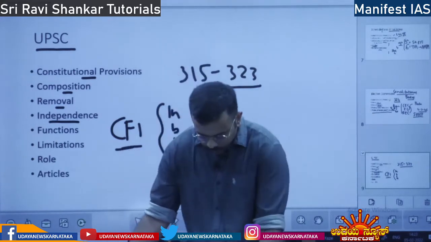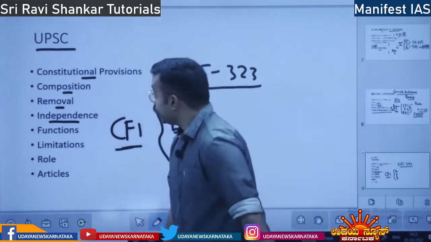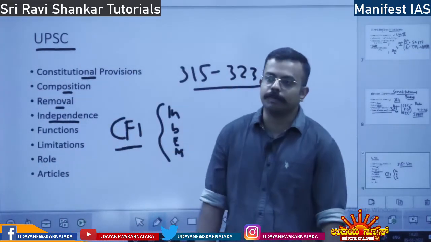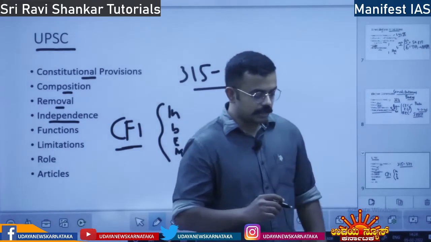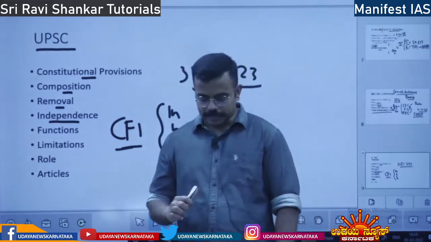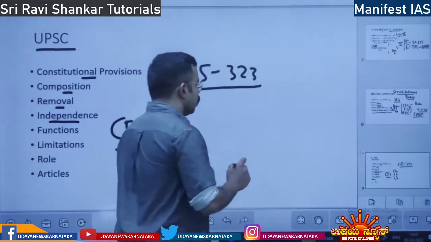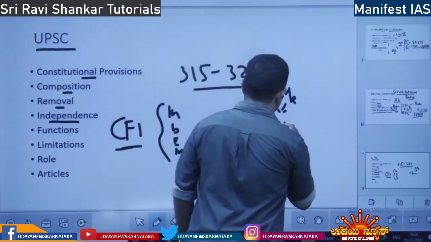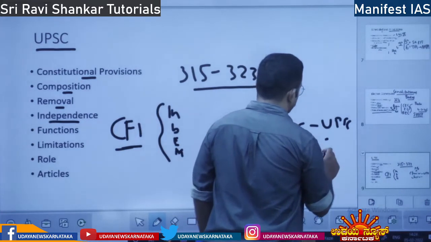Okay, next is the chairman. There are other conditions which ensure the independence of UPSC. What are the other conditions? The chairman, after retiring, is not eligible for public office. Once he retires as chairman of UPSC, he cannot take up any other employment. Even a member after retiring cannot take up any other employment, except becoming chairman of UPSC or chairman of SPSC, that is, the State Public Service Commission.